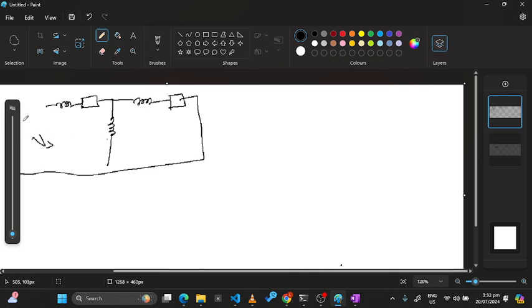So this is Vs. Okay, and the drop here is what? VRL. This place is Vm. Okay, that means the drop across this should also be what? Vm. I hope this makes sense.